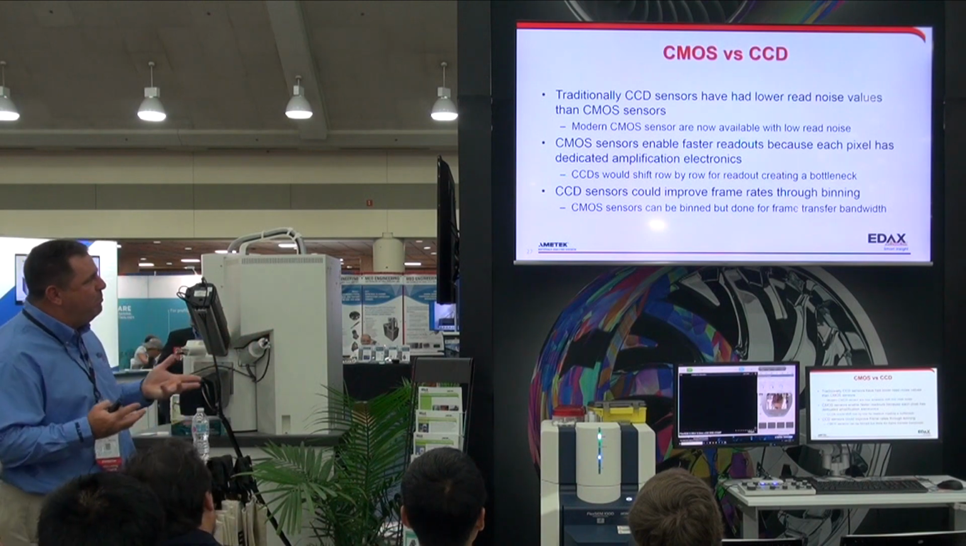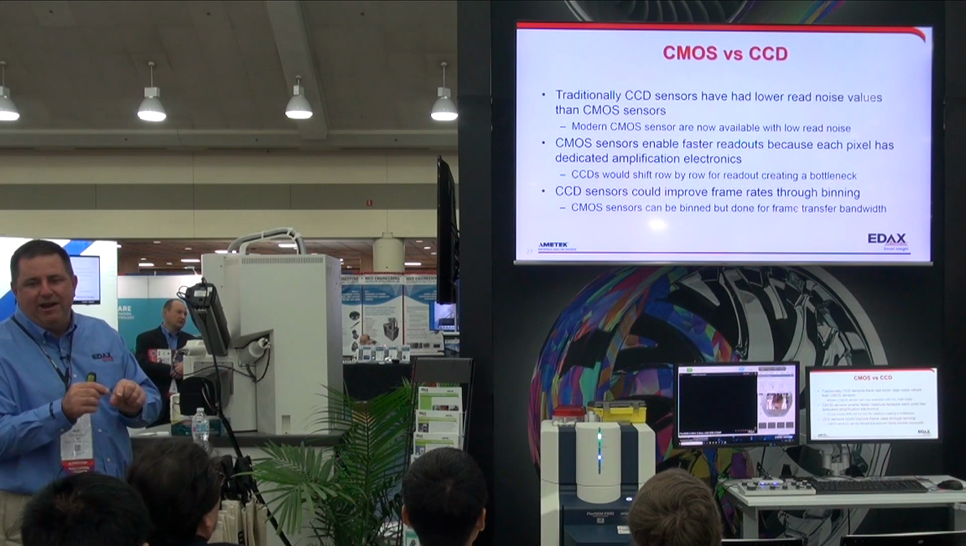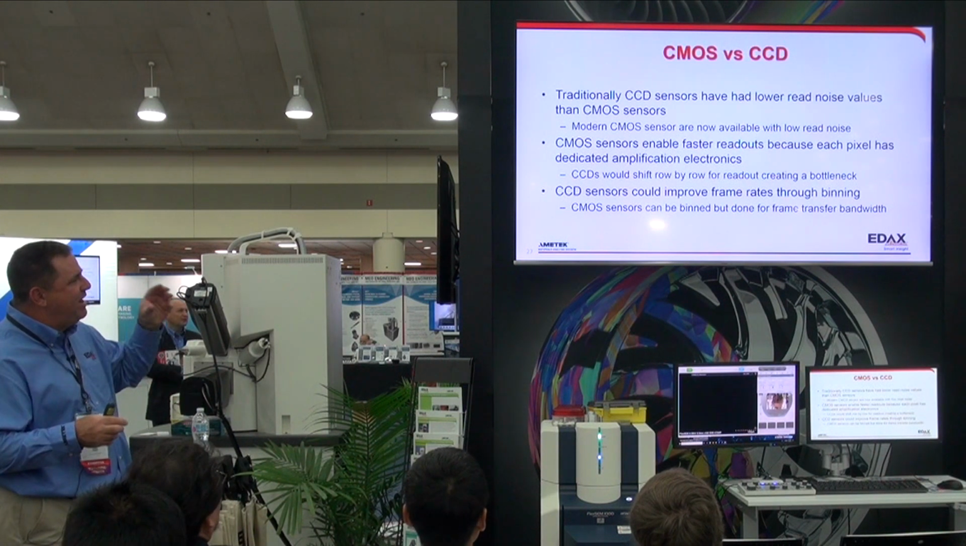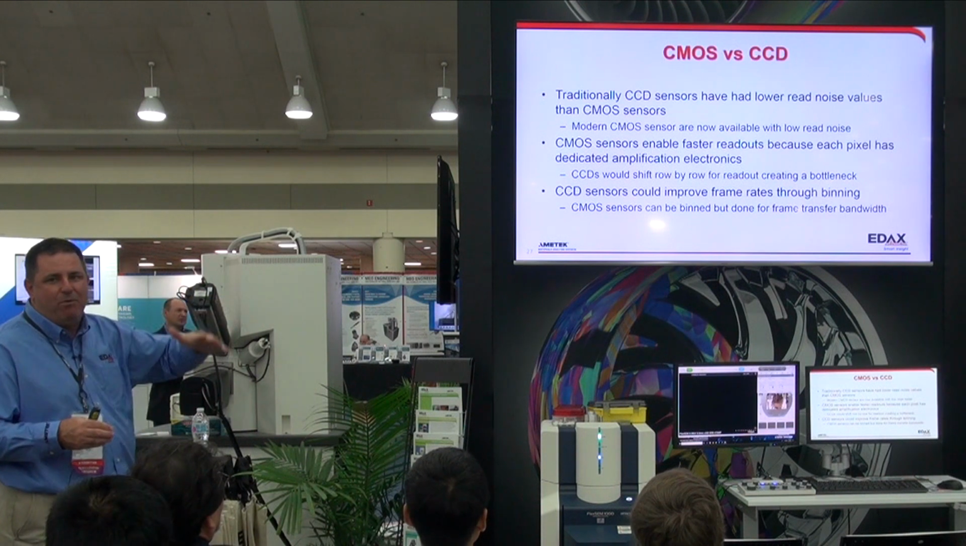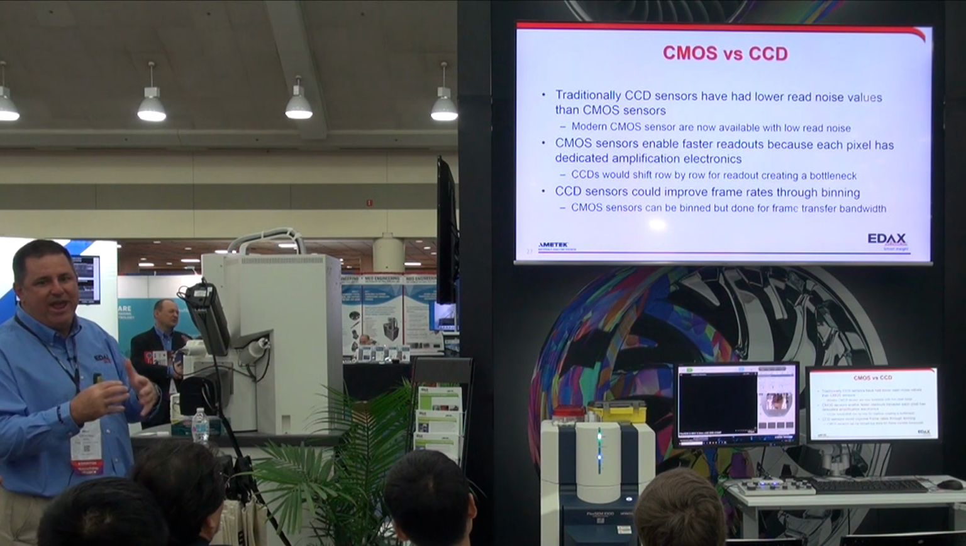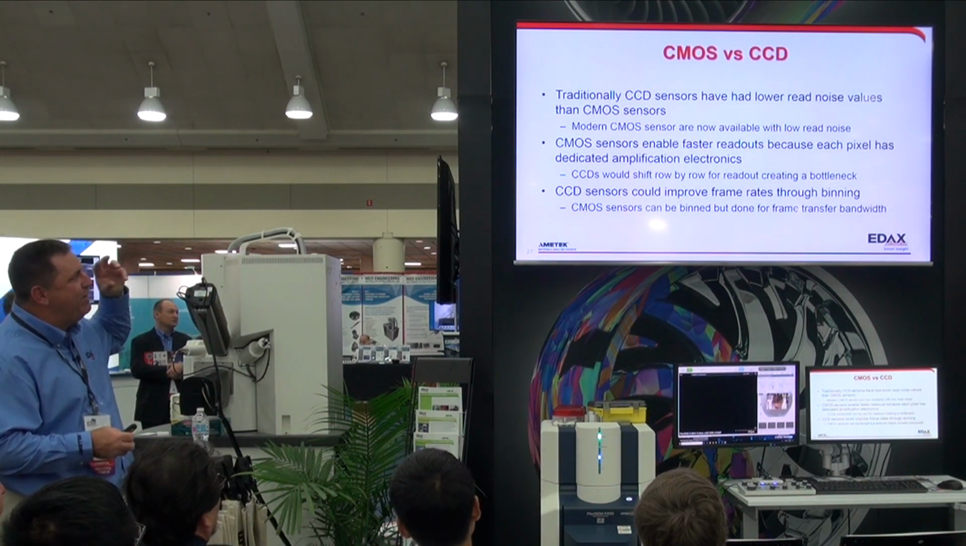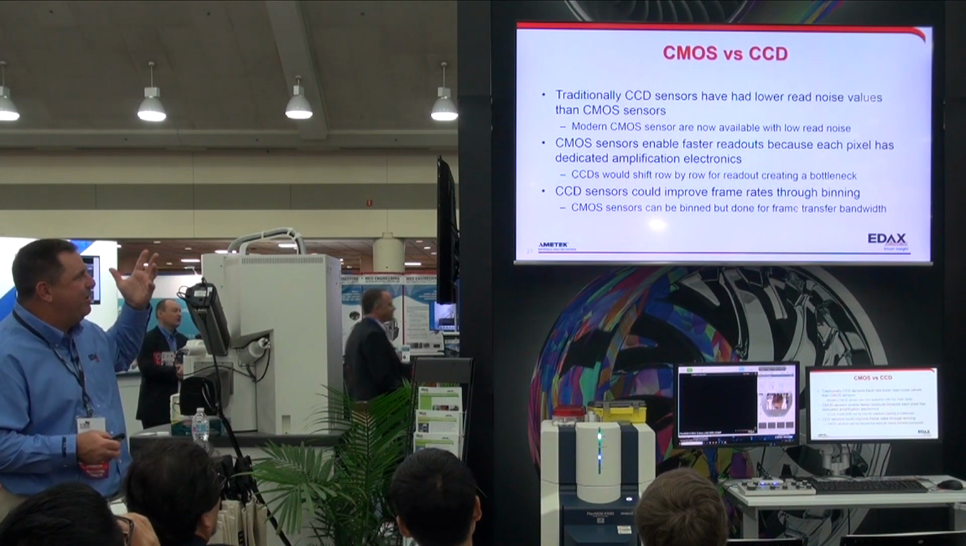CMOS cameras are an important technology because each pixel has its own dedicated electronics. With CCD sensors, you shift things row by row into the readout circuitry, and that acts as a sort of bottleneck for acquisition speed. With CMOS sensors, now we can read out everything faster without a bottleneck.